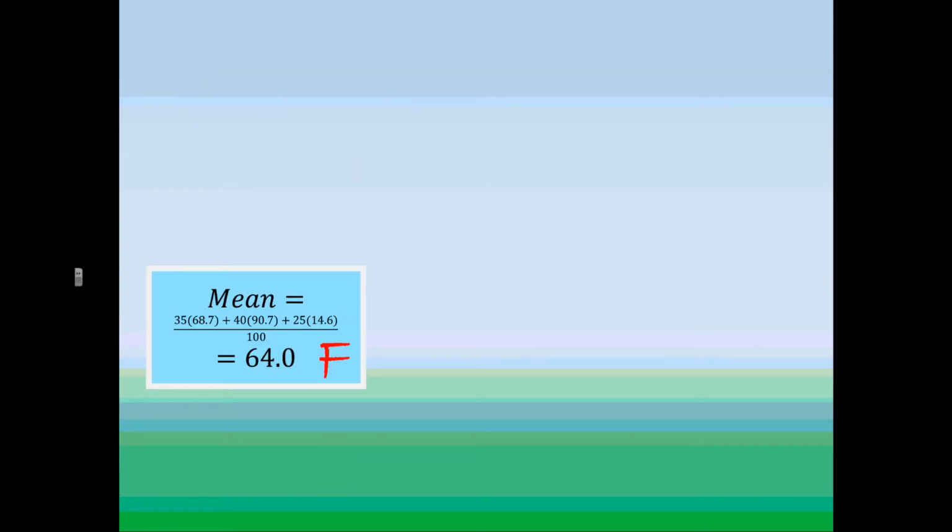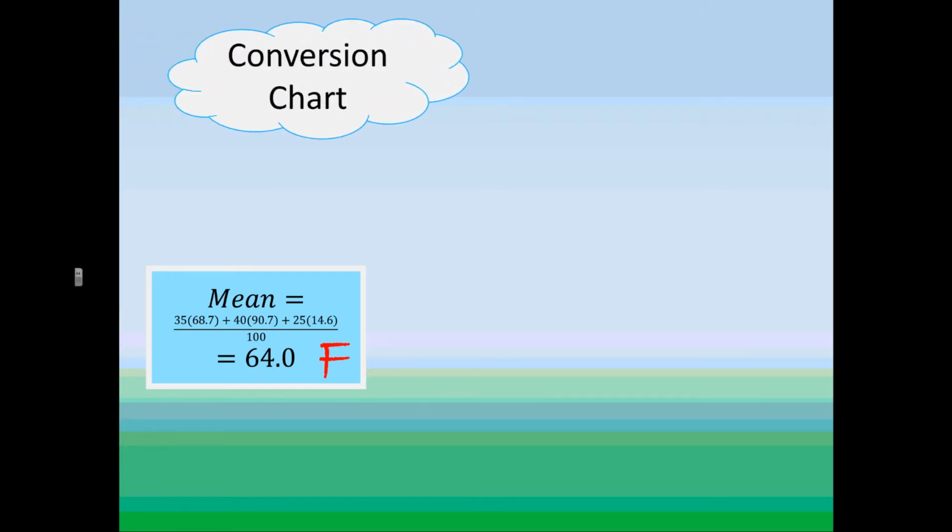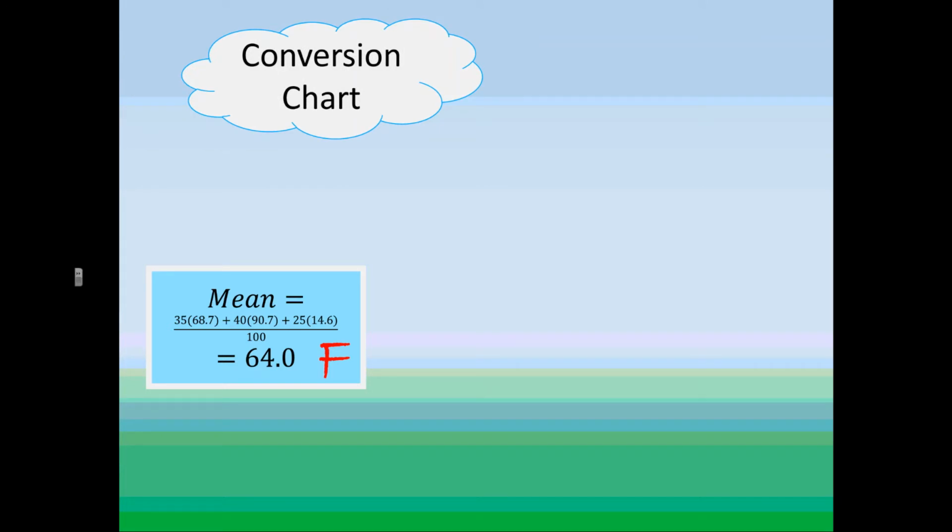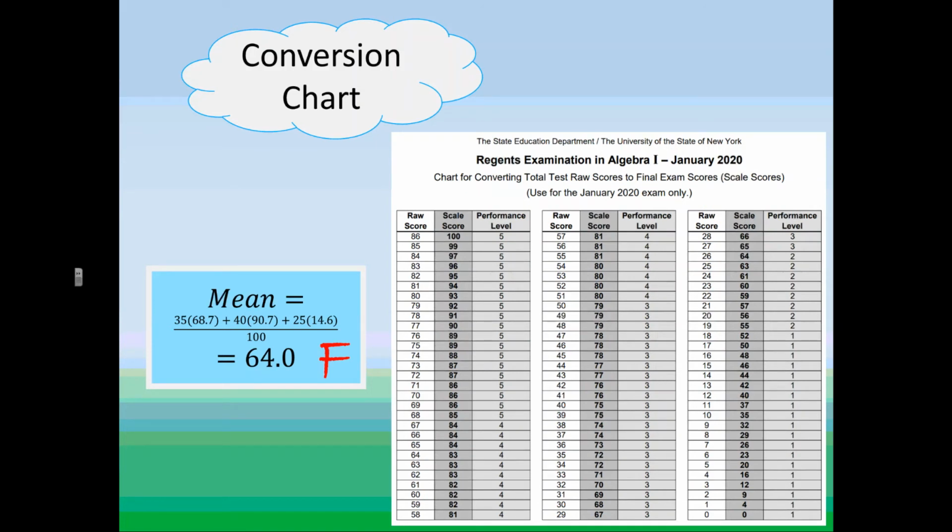Let's go back to that 64, that F. Now, in some cases, there's actually a conversion chart. This rarely happens in college, but it happens every time you take a test in New York State. New York State has random conversion charts. Where these conversion charts come from, who created these conversion charts, who knows? These are very, very strange, very mysterious conversion charts.